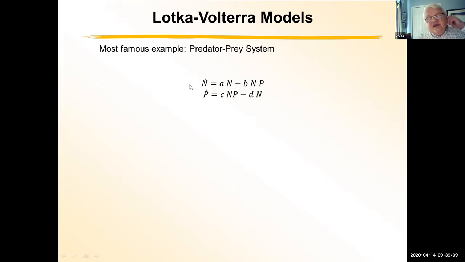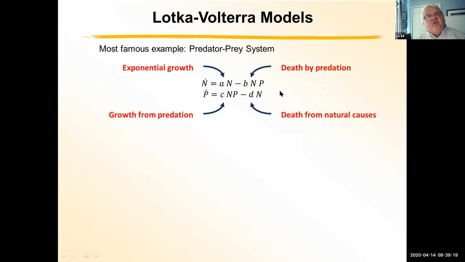Now, in case you haven't seen it, here's a typical predator-prey system. Here's the prey, here's the predator. There's exponential growth. So if there's no predation, the prey would grow exponentially for a while at least. Predation is given like a mass action term, where you have the probability of meeting each other somewhere, and there's a constant with that. So that's a death by predation. For the predators, we have growth from predation because they benefited, and they have natural causes where they die eventually. Sorry, this should be a P, dP.